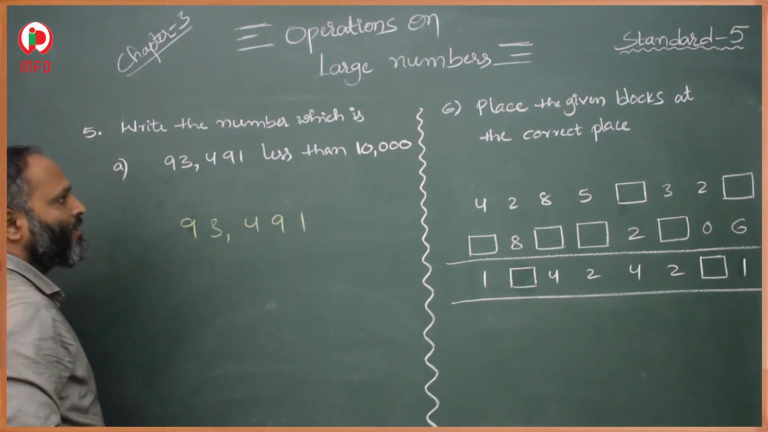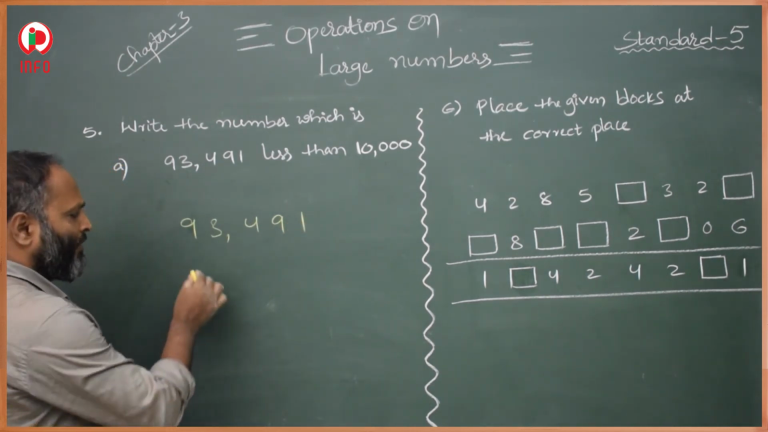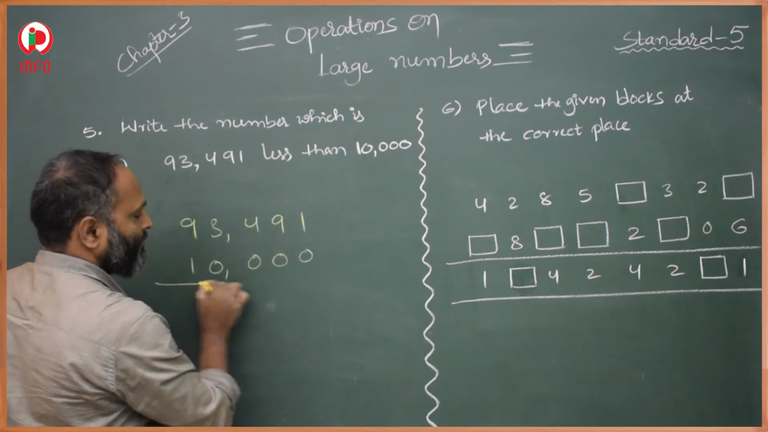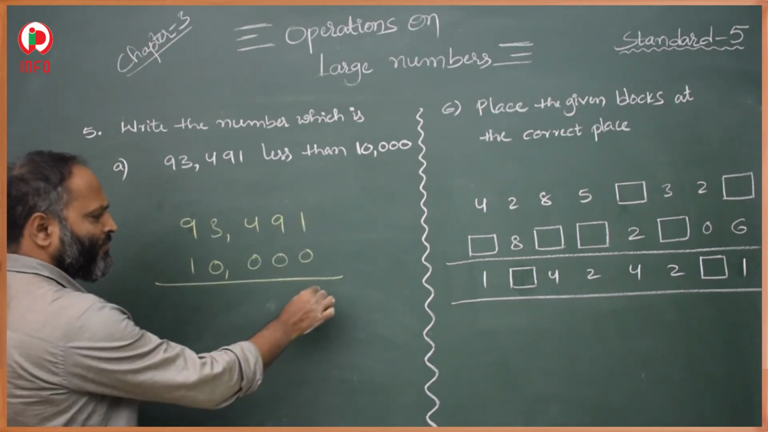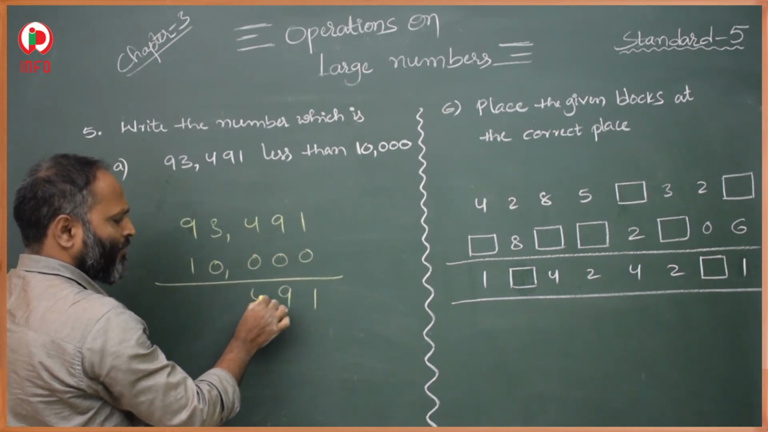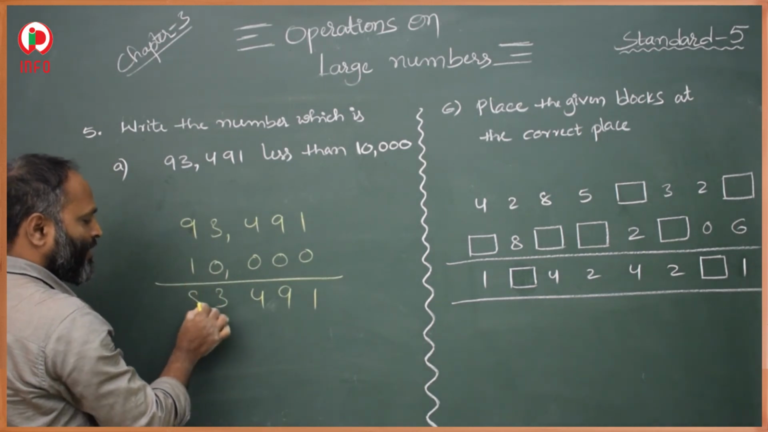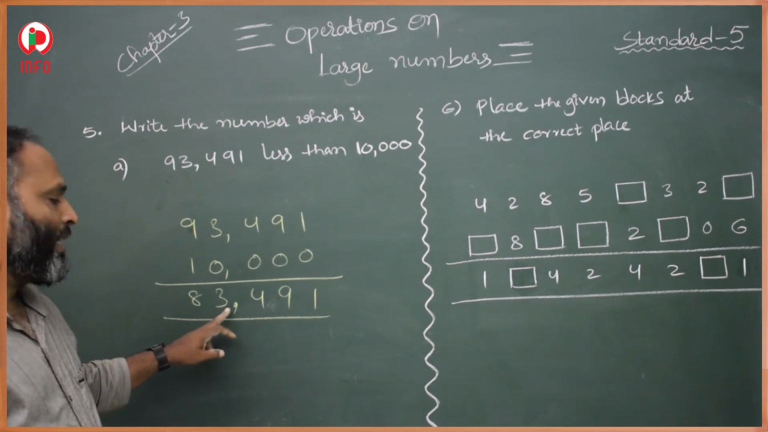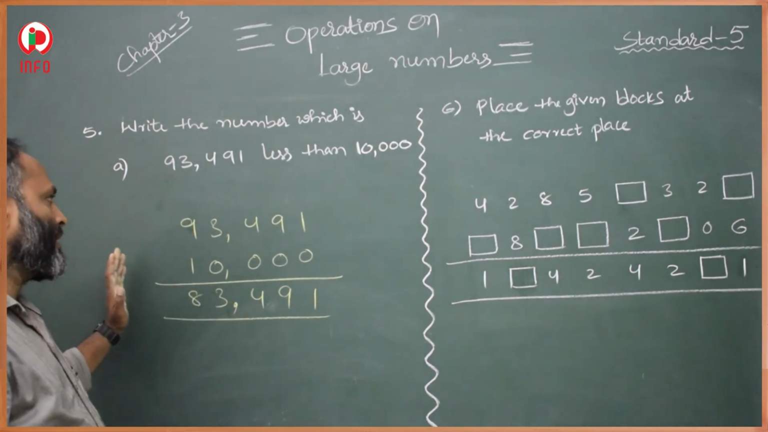93,491. So we have to find the number 10,000 less. Then 1 minus 0, 1. 9 minus 0, 9. 4 minus 0, 4. 3 minus 0, 3. 9 minus 1, 8. So the number 10,000 less is 83,491. This is your answer.